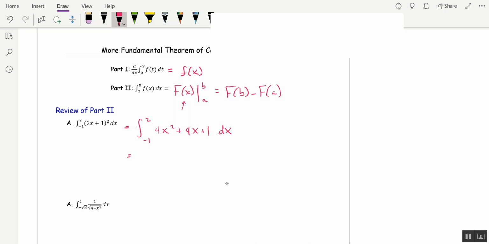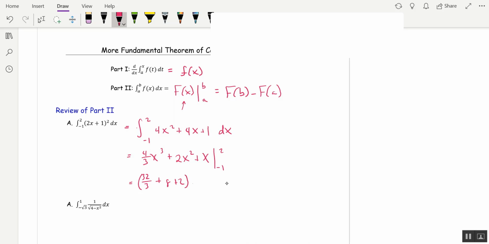So our big F, now I can use the power rule. 4/3 x cubed plus antiderivative of x is 1/2 x squared. A half times 4 is 2, and an antiderivative for 1 is x. Straight bar, -1 and 2. All right, now we put in 2. 2 cubed is 8. 8 times 4 is 32, plus 4 times 2 is 8, plus 2.